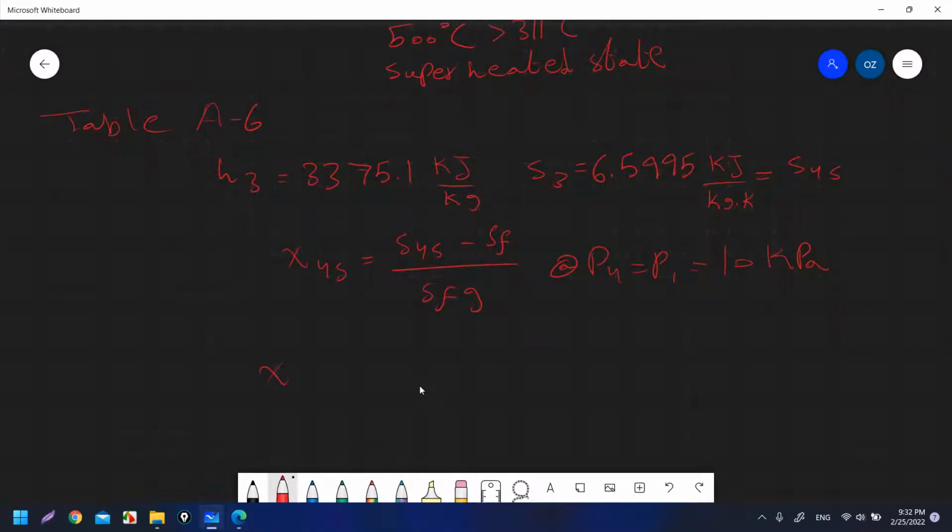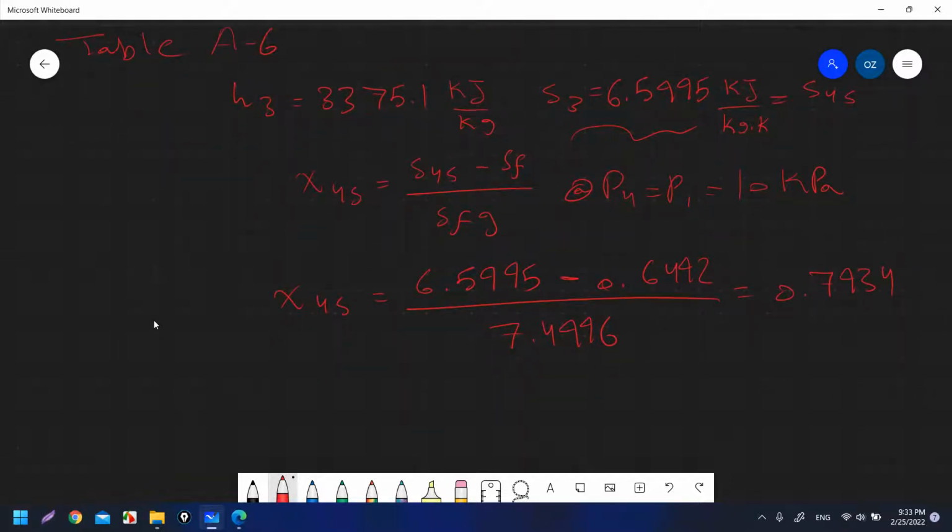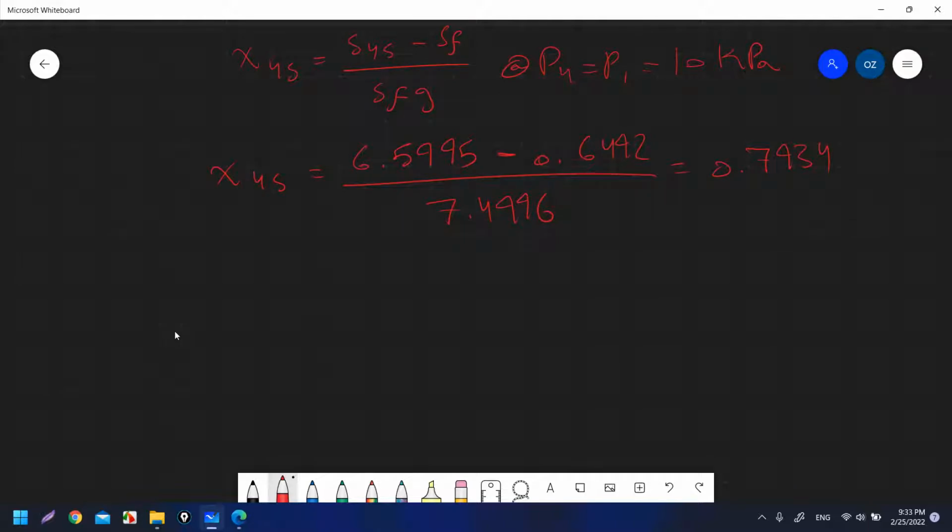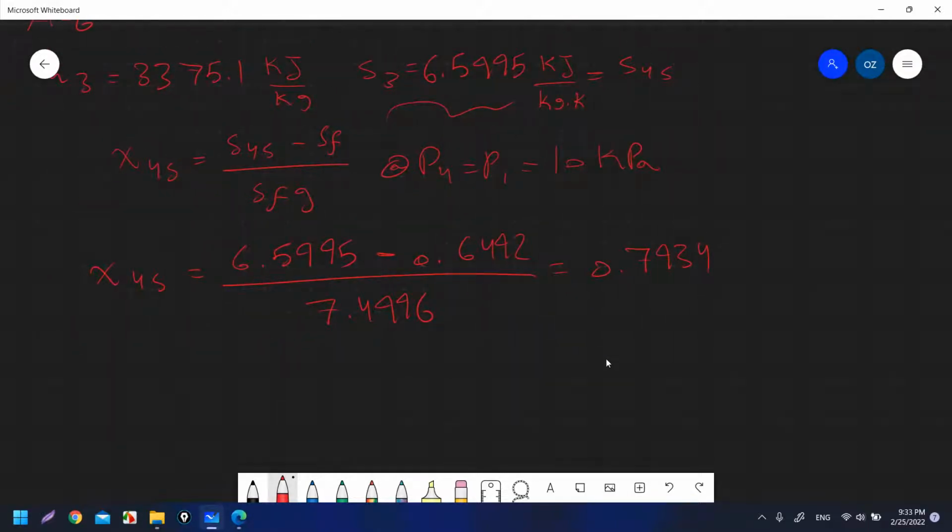So X4S is equal to 6.5995, this number, minus SF from the table, 0.6492, over SFG, 7.4996, and this will give you 0.7934, the quality at state 4 for the ideal Rankine cycle. And now I can find H4S because the quality is less than 1.